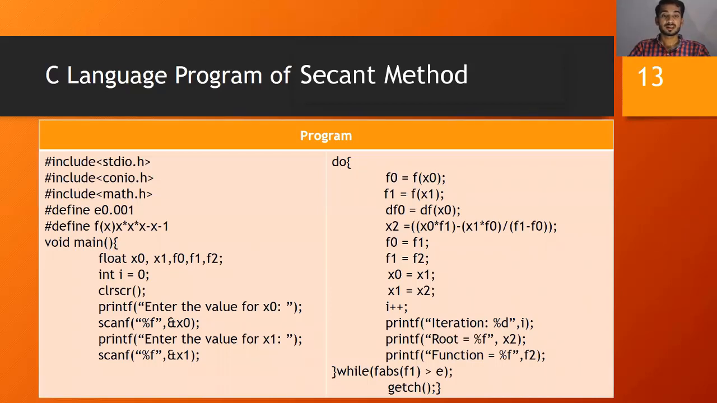So here is the program of the secant method, in which we have taken 5 float variables as well as one integer variable, and we get the value of x0 as well as x1. On the right side, a loop is used in this program to iterate until we get the approximate root.